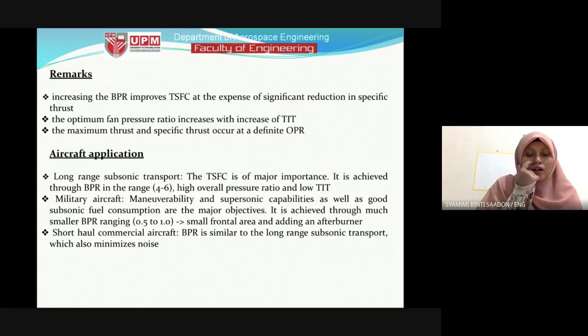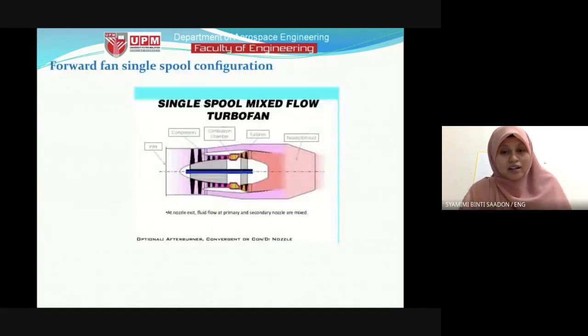For short range civil aircraft, the BPR is similar to the long range subsonic transport, around 4 to 6 or so, which also minimizes noise. So the BPR is quite the same. Okay, so that's it.